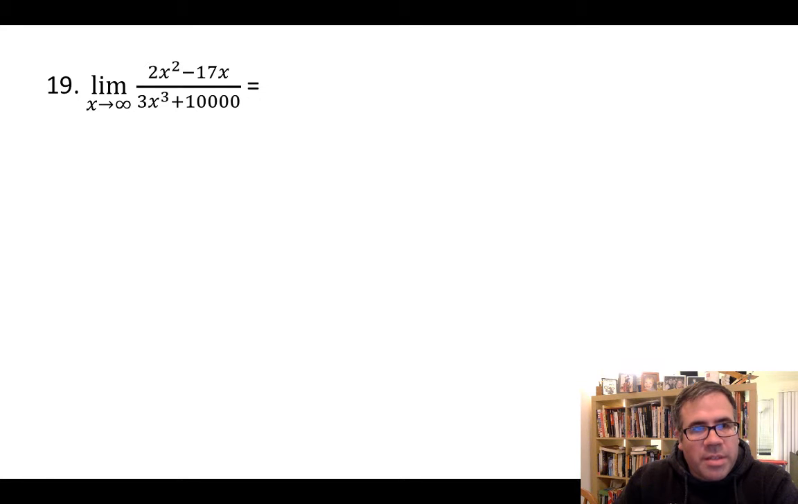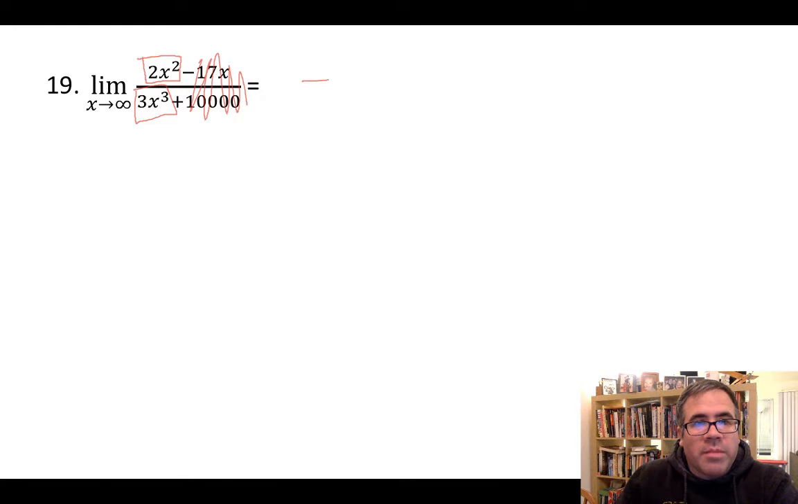This is just the limit as x increases without bound of a rational function, 2x squared minus 17x over 3x cubed plus 10,000. Generally, when you see rational functions and we're taking the limit as x increases without bound, what we're looking for is the term with the highest degree. So that's going to be 2x squared in the numerator and 3x to the third in the denominator. And as x gets larger and larger, the rest doesn't actually matter.